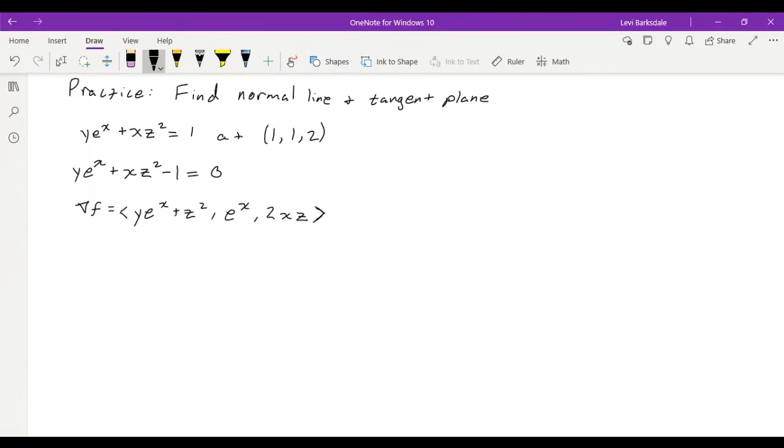And then we know that this is normal to our surface at every point where it's not equal to 0. So we can find our normal vector by taking the gradient at the point (1, 1, 2). And that gives us the vector (e + 4, e, 4).